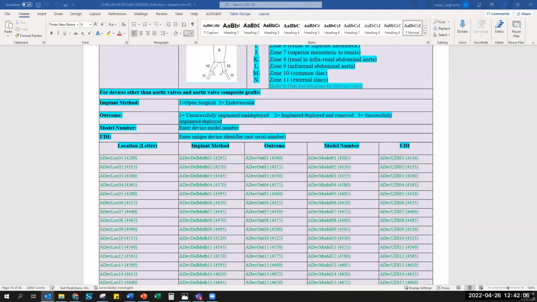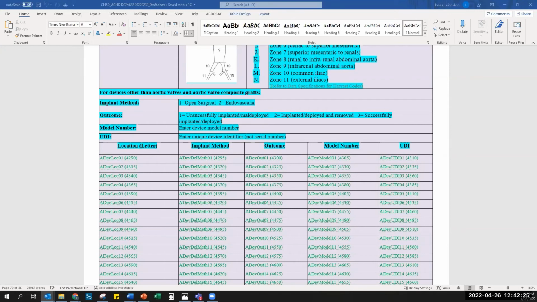Outcome. Was it successfully implanted or deployed? I mean, unsuccessfully implanted or mal-deployed. Was it implanted, deployed, and removed? Or was it successfully implanted and deployed? So you've got three choices there.